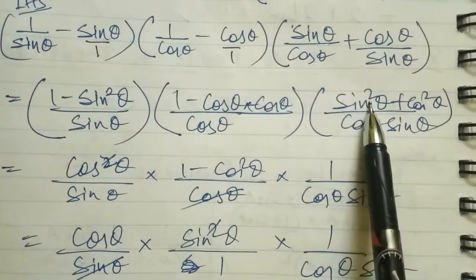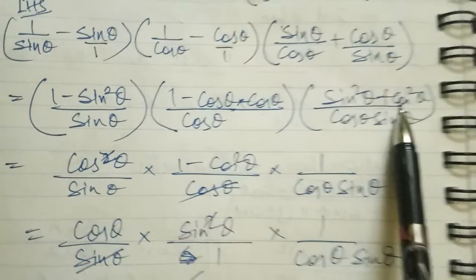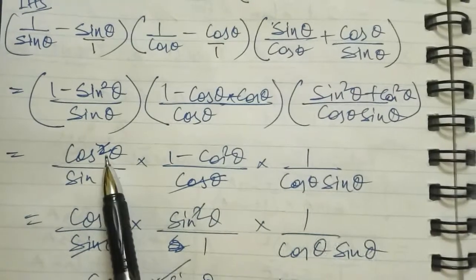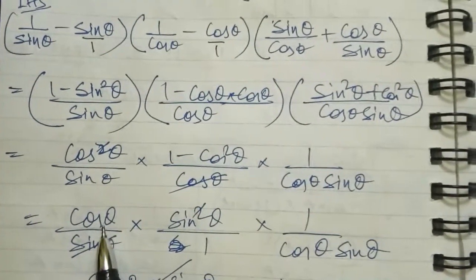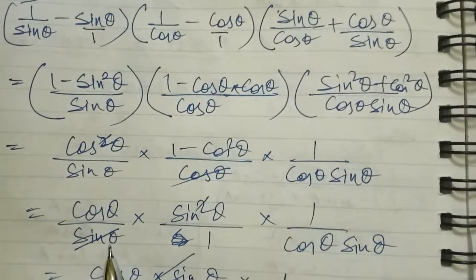This will be 1, sin square theta plus cos square theta. We know the value of the identity, that is 1. From here, this square and this one cos are cancelling out. Then what is the remaining? Sin cos theta, and over here sin theta.